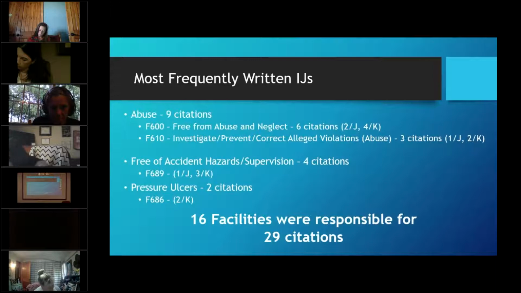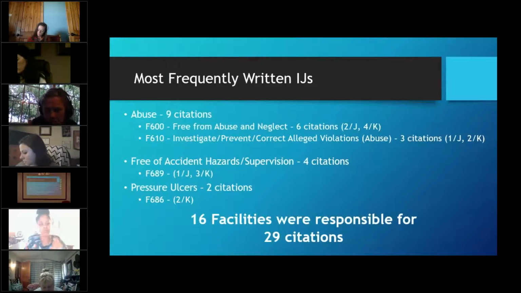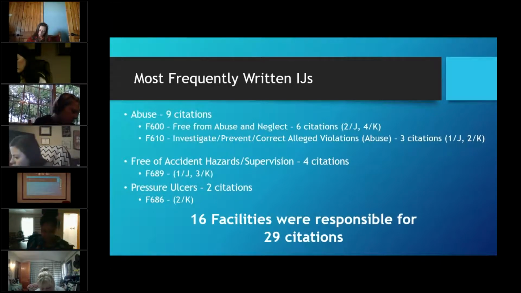F610, investigate, prevent, correct alleged violations. These are abuse violations. There were 3 citations. There was 1 IJ, and 2 at K. So proper investigations were not done. Proper reporting was not done. If you have an allegation of abuse, you're supposed to investigate it and report that to the state.